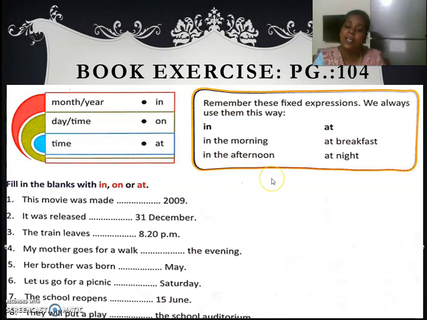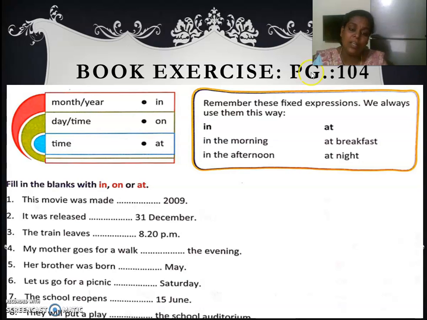And next, shall we come to the exercise? Yes, here you have one more small recap. For days of the week and date we use on, whereas for a long period like month, year and season we use in. When a particular time is to be mentioned, like 3 p.m., 7 a.m., then we use at. So keep it in mind.